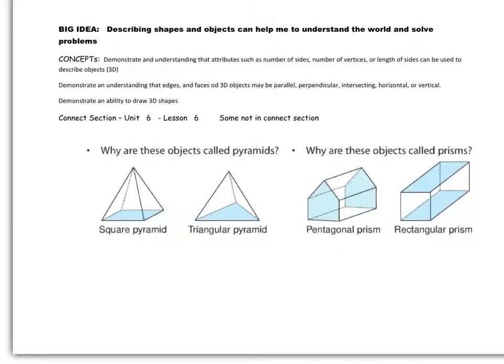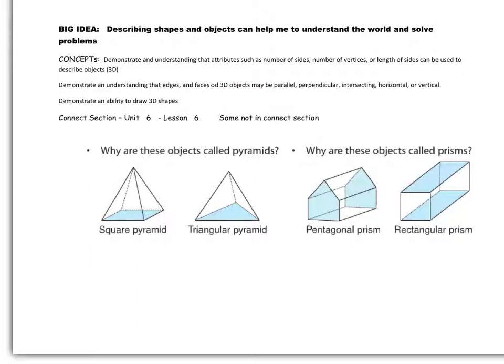All right, we are continuing with our big idea that describing shapes and objects can help us to understand the world and to solve problems. Our concept today is to demonstrate an understanding that attributes, again, such as number of sides, number of vertices, length of sides, they're perpendicular, and so on, can help us to describe 3D objects.